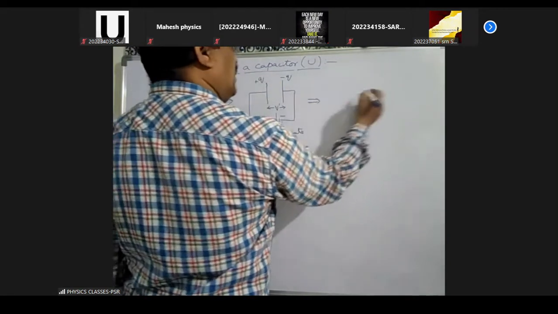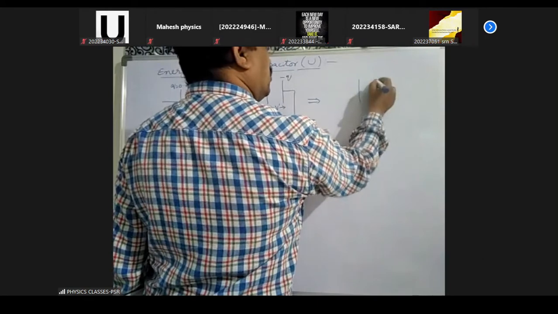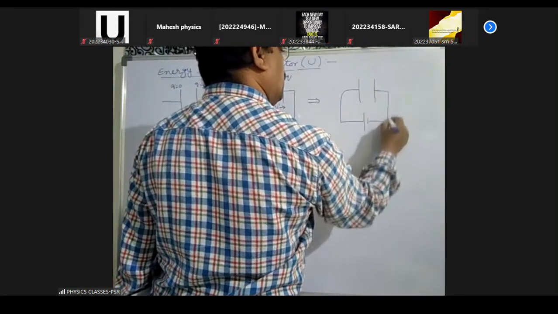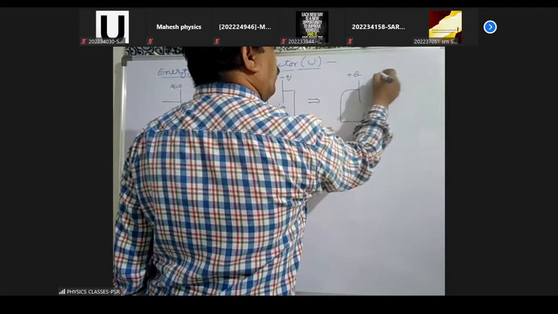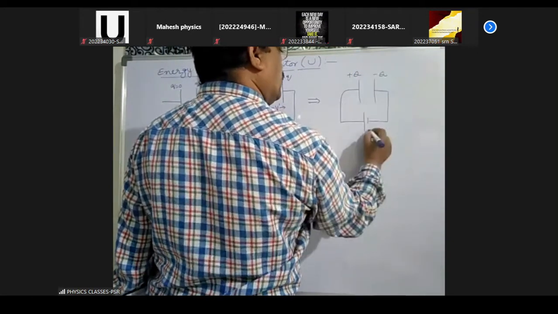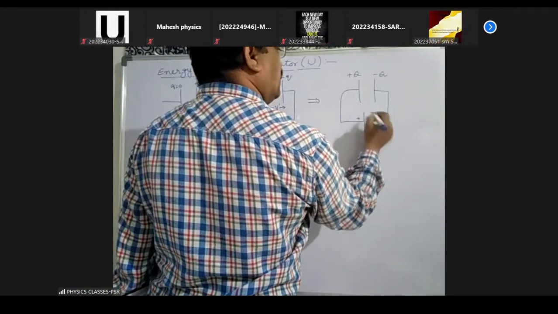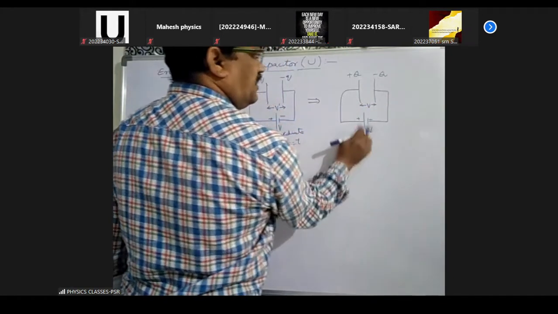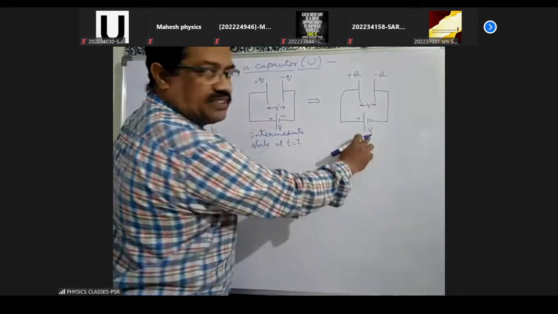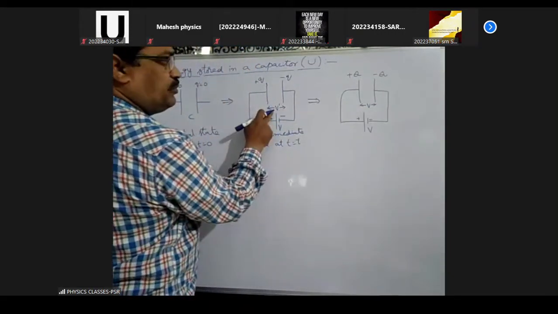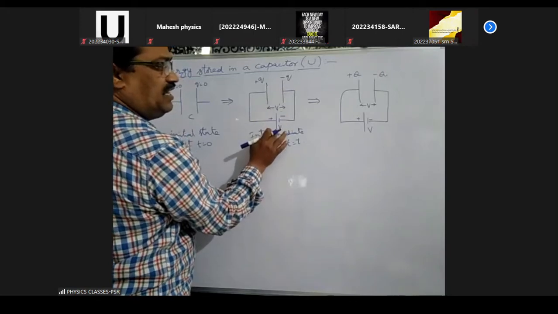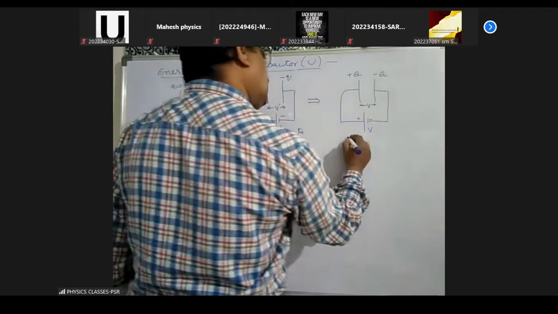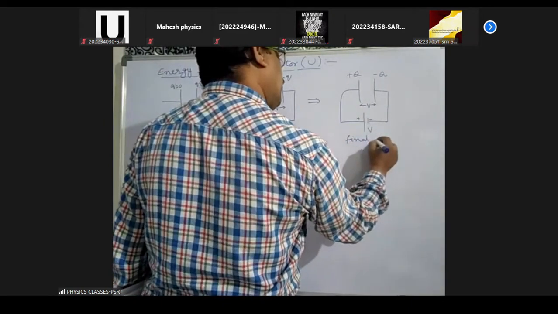Now finally, in the final state, the charge on the plates becomes plus capital Q and minus capital Q. This is plus V, this is minus, so this also becomes V. Final state means the potential difference between the plates is equal to the supply voltage. But in the intermediate state, the potential difference between the plates V dash is less than the applied voltage. This is the final state.